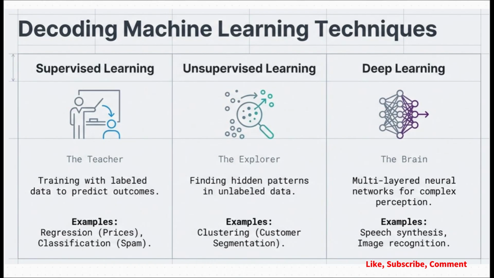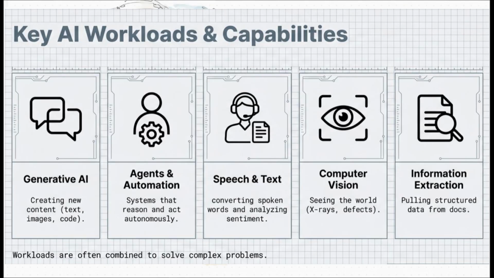Then there's unsupervised learning, which is like the explorer. It just sifts through unlabeled data to find hidden patterns all on its own, like grouping your customers into different segments. And finally, you have deep learning, which we call the brain, using those really complex neural networks for tricky tasks like image recognition.